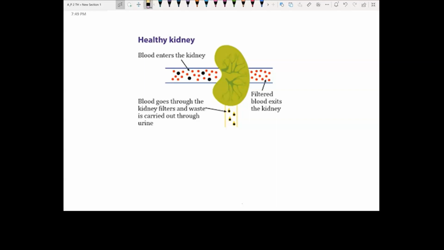The kidneys have many jobs, but their main job is to filter the blood and make urine. So to give a basic overview, blood comes into the kidney. So this is dirty blood. It goes into the kidney. The kidney sorts the molecules in the blood.